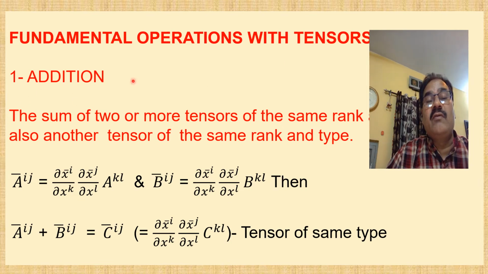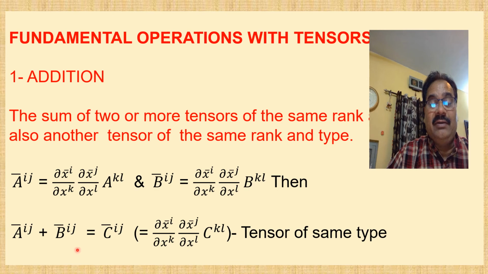Now we will learn about the fundamental operations with tensors. Like addition: the sum of two or more tensors of the same rank and type is also another tensor of the same rank and type. So let us suppose one tensor A bar^{ij} and another B bar^{ij}. Then how can you write this contravariant tensor? The first condition should be that both must have the same rank and type.